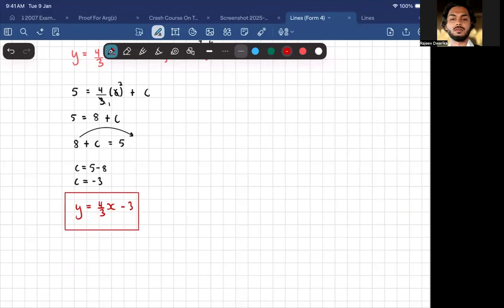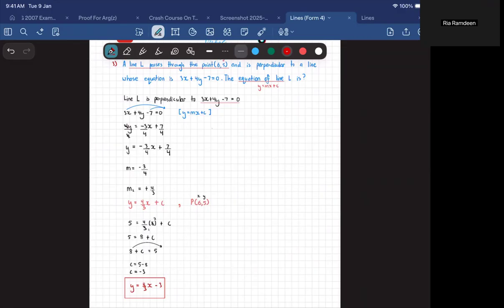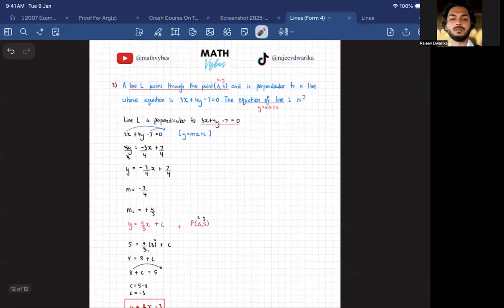Right. So Ria, let me just run through that now. If you need to find the equation of a line, you need to know the gradient and the y-intercept. Correct. In this question, they said line L passes through a point. They give us a point. That's very important. Ria, if they give you a point, they are telling you an x value and a y value. Take note of that. And then they tell you it is perpendicular to a line, and they give you the equation of that line.